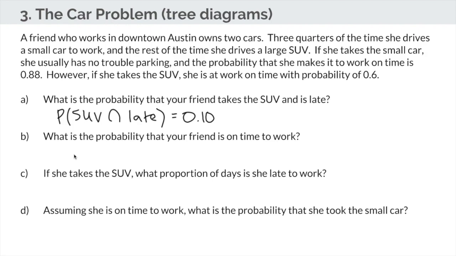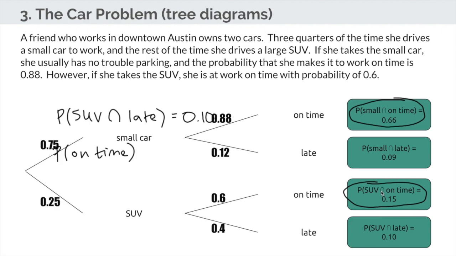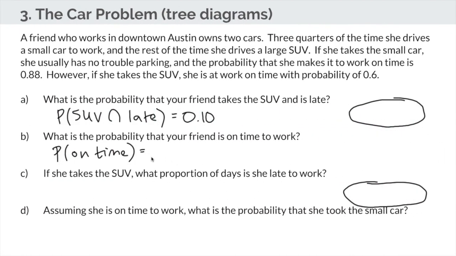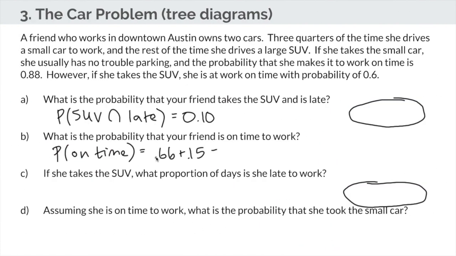Part B is saying probability that your friend is on time. So we just want overall, in all scenarios, what's the probability that she's on time? Well, if I go back and look at my 4 final scenarios, these are the only 4 things that can happen. There were 2 occurrences of her being on time. One was right here, driving the small car and on time, and one was right here, driving the SUV and on time. Either of those things leads to her being on time. So this total probability that she's on time is basically going to be adding those 2 numbers together, because either one of those is going to end up with her being on time, which is 0.81. So 81% of the time she's on time to work.